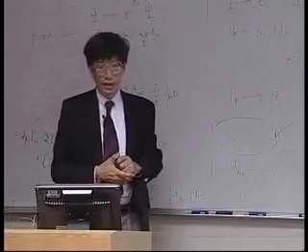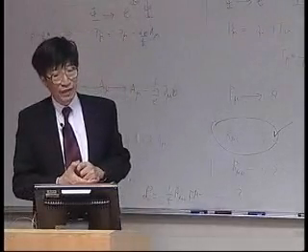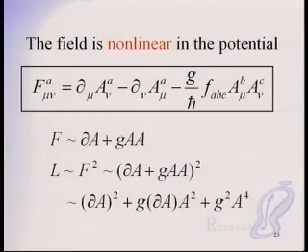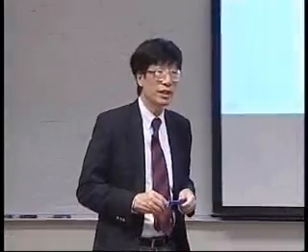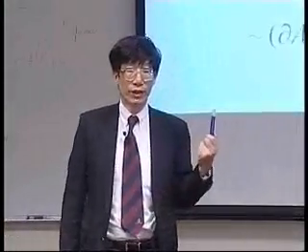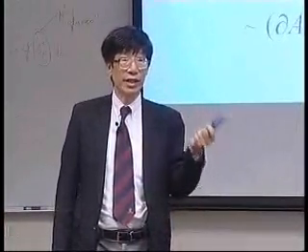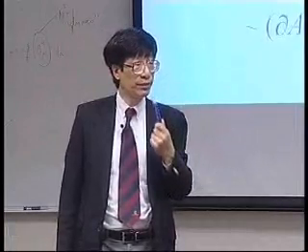So just some schematic: F is nonlinear in the potential. So schematically, F goes like the derivative of A plus G times A times A. Oh, by the way, for those of you who have learned relativity, you know it's the same thing for the curvature tensor, right? The curvature tensor is nonlinear in the Christoffel symbol.